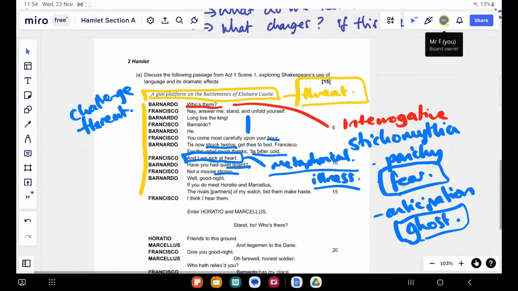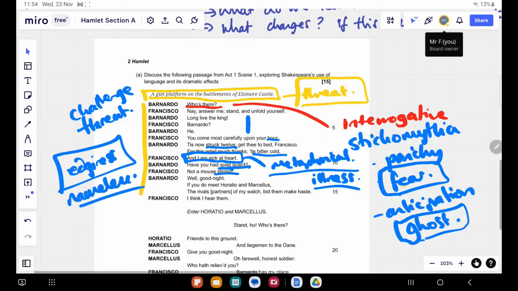Another interrogative: have you had quiet guard, not a mouse stirring? That in itself suggests that on other nights they haven't had quiet guard, and we understand that there's an edginess to these questions where people don't want to name something. There's something nameless that's occurring or has occurred, and that's why they're checking to see if the guard has been quiet. Bid them make haste. There's a sense of urgency created with that phrase.